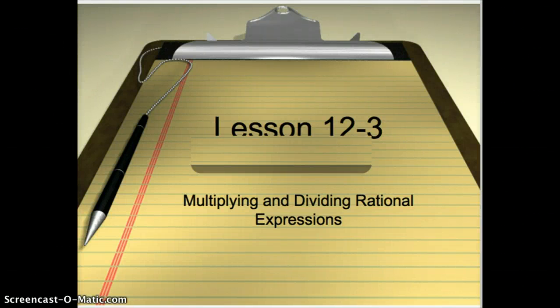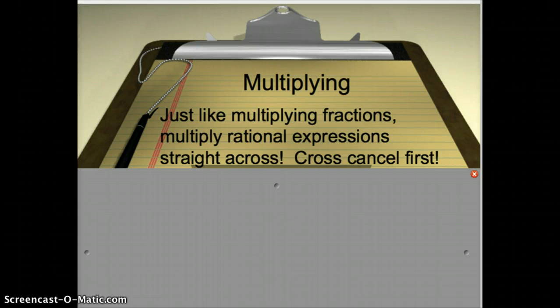Okay, today we get to expand our knowledge of simplifying rational expressions, and we get to work with multiplying and dividing rational expressions. So again, we're doing it just like we multiply and divide fractions. So yeah, just like multiplying fractions, multiply rational expressions straight across. You'll want to cross cancel first.